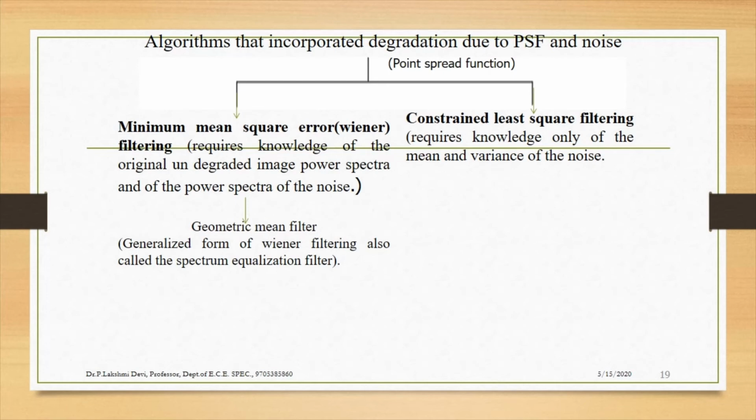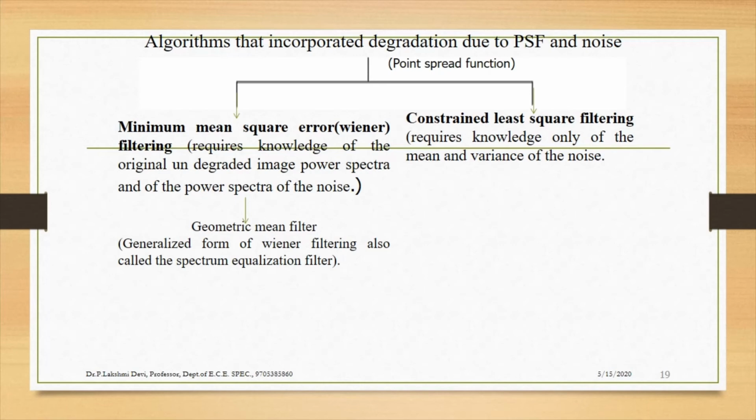Just remember the difference between the minimum mean square error method and the constrained least square filtering concepts. In the minimum mean square method, or Wiener filter, it requires the power spectrum of the original image as well as the power spectrum of the noise. But constrained least square filtering requires only the mean and variance of the noise, that is, mu and sigma square of the noise terms. No need to have any power spectrum of the noise.